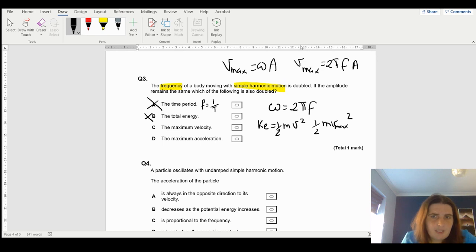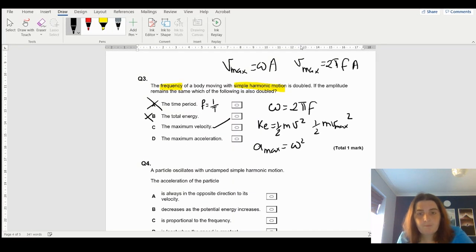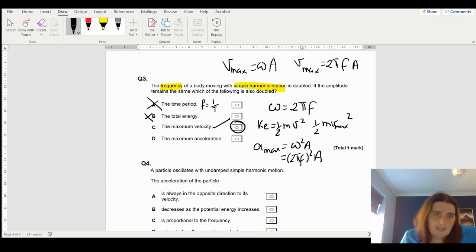Again, the maximum velocity, if you look at this one, that is going to double. So back to what I was saying here, if f doubles, that doubles. So that's correct. And go to acceleration. So a max equals omega squared A. So that's going to be 2 pi f squared A. And as you can see, one of the things we've got there is that it's f squared. So not only are we going to double that, that double is then going to be squared. So the acceleration is going to quadruple. So the answer to this one is C.